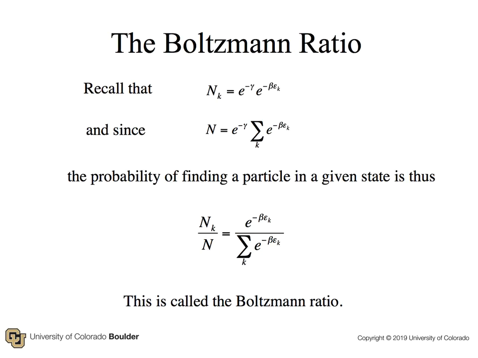So recall that n_k is equal to e to the minus gamma, e to the minus beta epsilon_k, and that N in the Maxwell-Boltzmann limit is e to the minus gamma times the sum over k of e to the minus beta epsilon_k. So the probability of finding a particle in a given quantum state is n_k over N, which is equal to e to the minus beta epsilon_k over the sum over all the k's of e to the minus beta epsilon_k. And that's called the Boltzmann ratio, and that comes in very handy in a variety of applications.